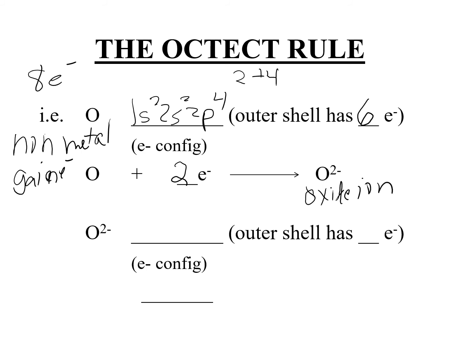Now the electron configuration is we added 2 electrons. So we have 1s2, 2s2, 2p4, we add 2 more, now becomes 2p6. So now we can see the outermost shell has 8 electrons, which explains why oxide ion is stable. And it's going to have an electron configuration just like neon.